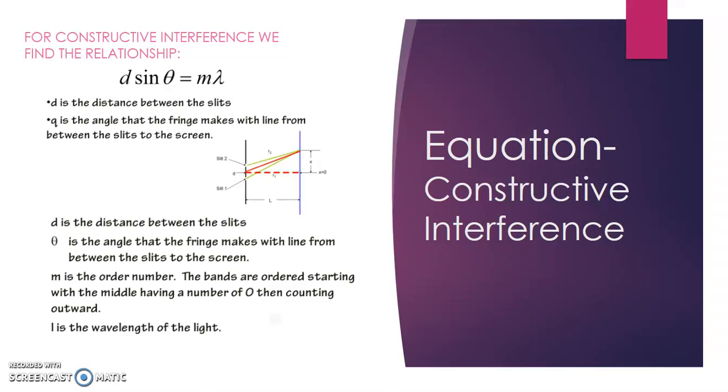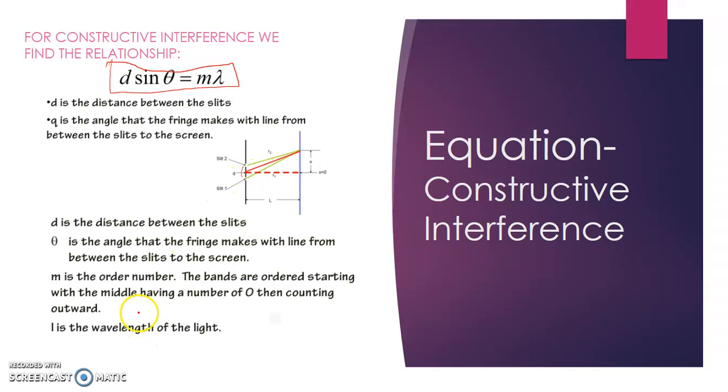First, let's focus on the equation for constructive interference. We have this relationship where you see the formula right here at the top of your screen. d is the distance between the two slits, so you see the d right here on that photo. θ is the angle that the fringe makes with the line from between the slits to the screen.